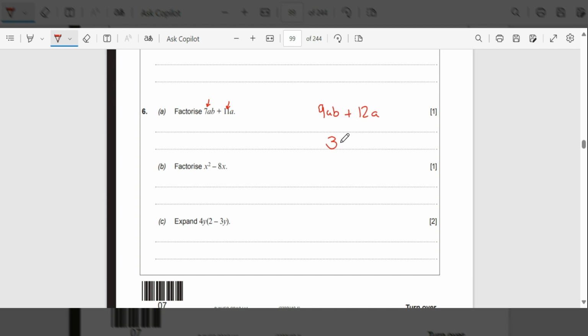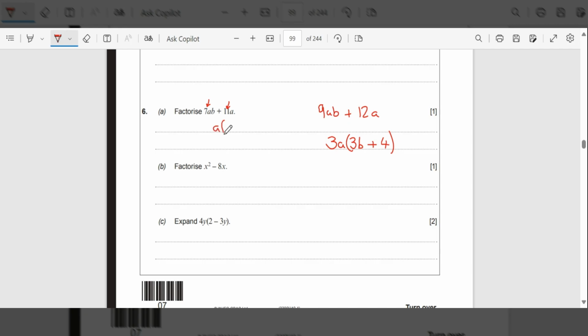3 times what makes 9? 3. The A has come outside the bracket, but the B is left. Plus 3 times what makes 12? 4. The A has come out of the bracket, so we don't need an A there. Here, we can't take a number out because the biggest number that goes into 7 and 11 is 1, so forget it.